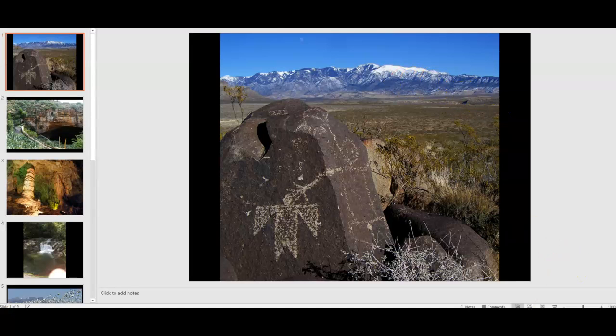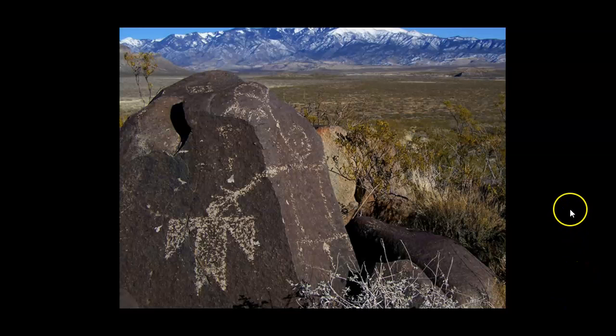Okay, so this first one here is Three Rivers Petroglyph Park in central New Mexico. Petroglyphs are images that are chiseled into stone by indigenous peoples from long ago. And this particular park has these boulders all around with many, many petroglyphs.